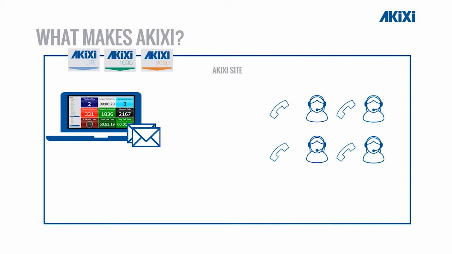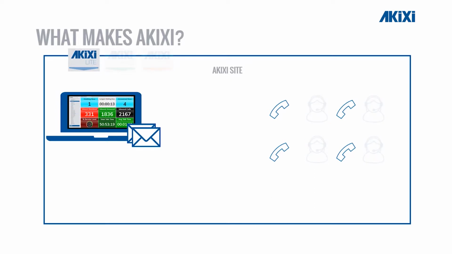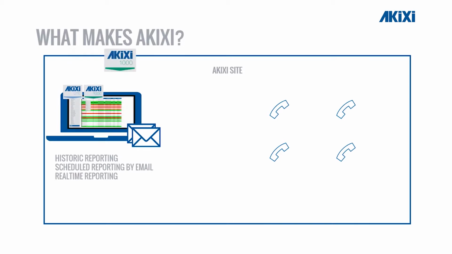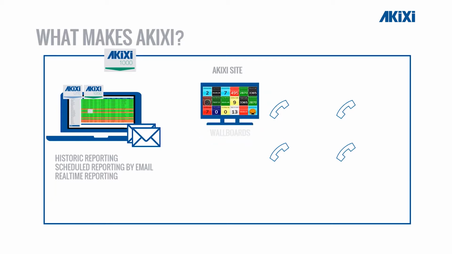Let's just take a quick look at what each service level gives you. So starting with the Akixi Lite. Akixi Lite gives you historic reporting and scheduled reporting by email on all the devices within the Akixi site. Akixi 1000 gives you all the features and reporting capabilities of Akixi Lite, plus real-time reporting, which of course brings new reporting capabilities such as wallboards.